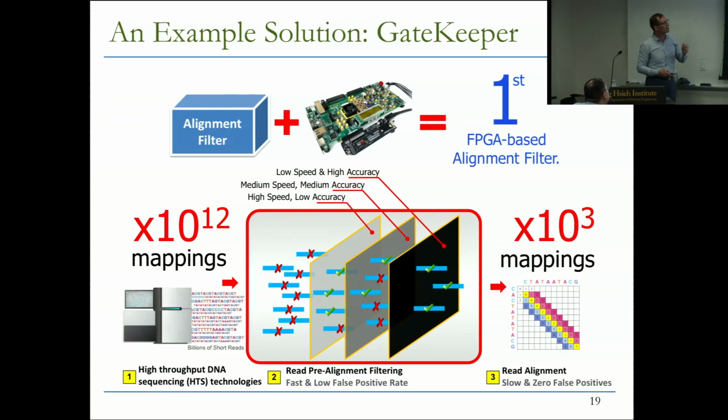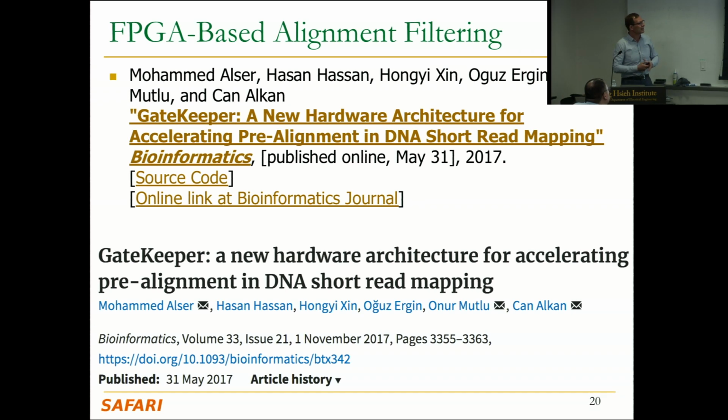And later, we went into FPGAs, and this is work we published in 2017 that does this filtering in a much faster way by exploiting the FPGA architecture and changing the algorithm. This actually speeds up your mapper by about another 10x or so.